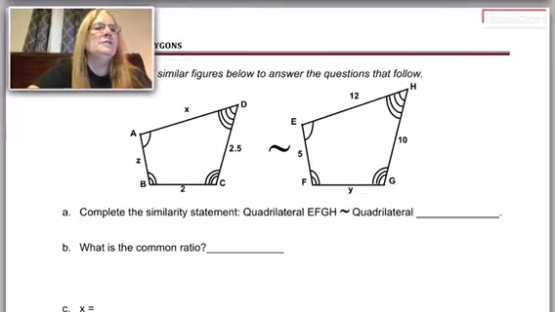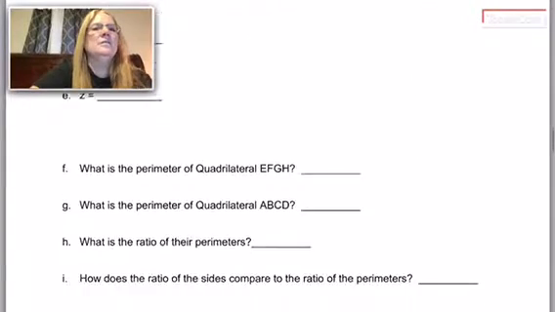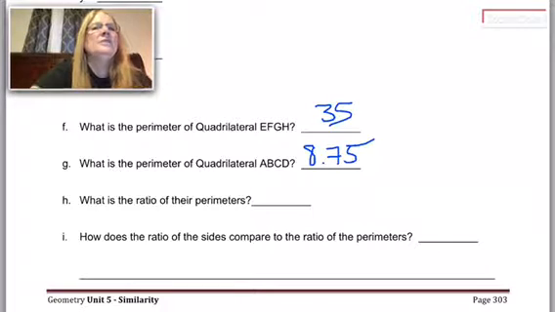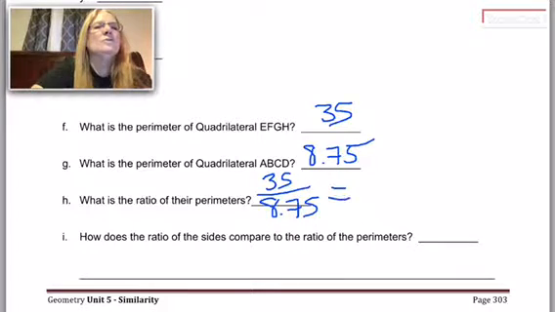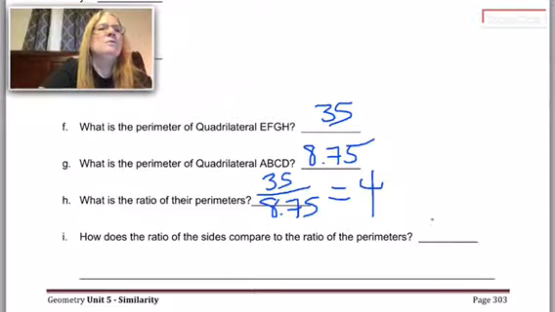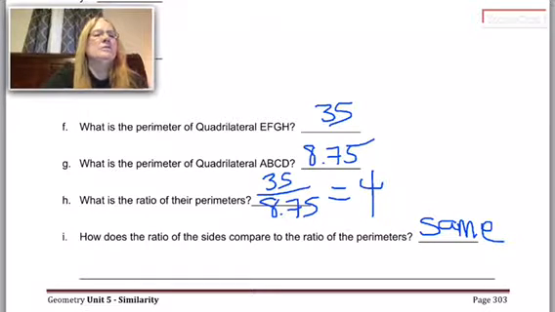So I'm going to scroll down, and this was 8.75, and this was 35. So if we're going to compare the ratios, 35 to 8.75, we're also going to get 4. So the ratio of the sides and the ratio of the perimeters are going to be the same in similar figures.